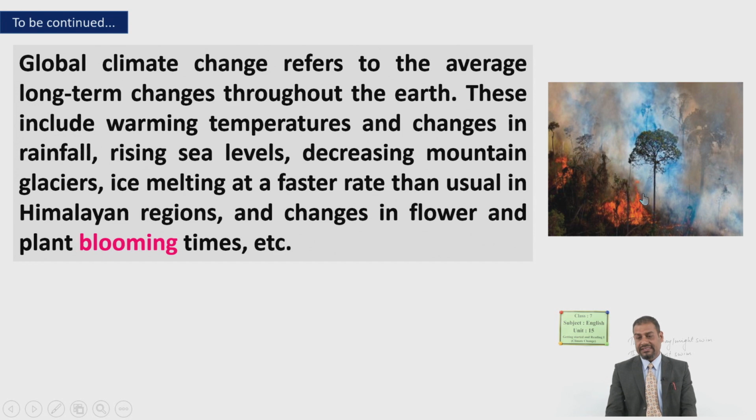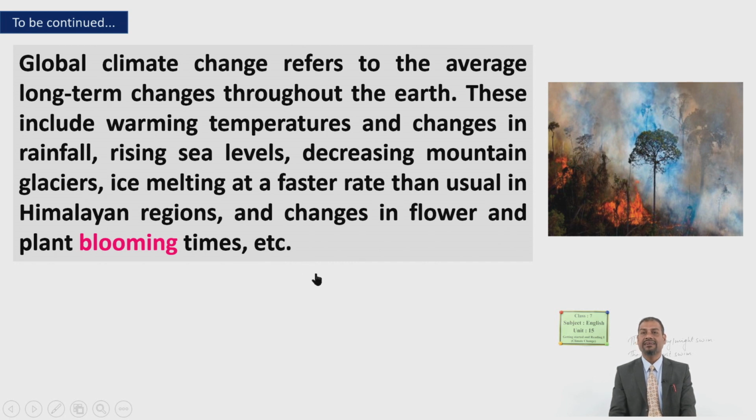See, again you can see the picture. There is fire in the forest. So all of you read with me. Global climate change refers to the average long-term changes throughout the earth. These include warming temperatures and changes in rainfall, rising sea levels, decreasing mountain glaciers, ice melting at a faster rate than usual in Himalayan region, and changes in flower and plant blooming times, etc.